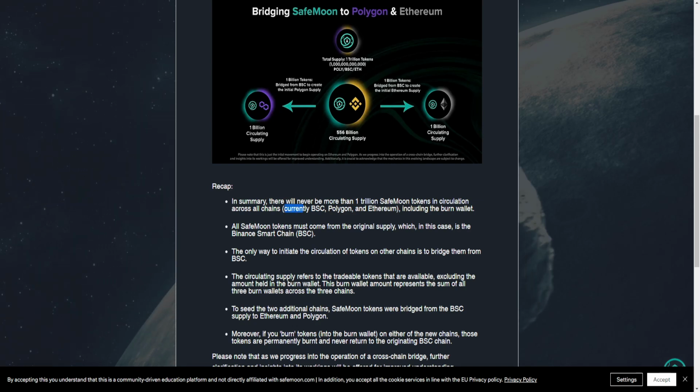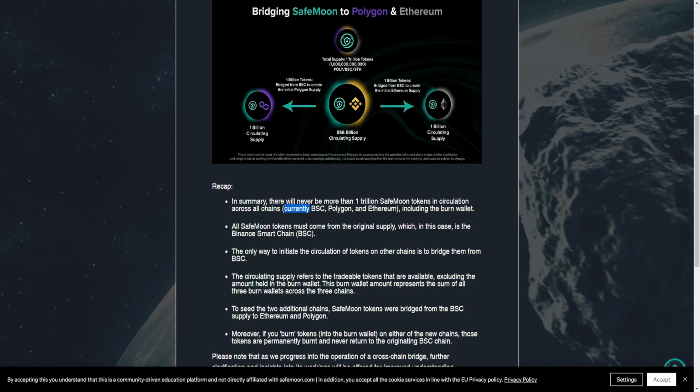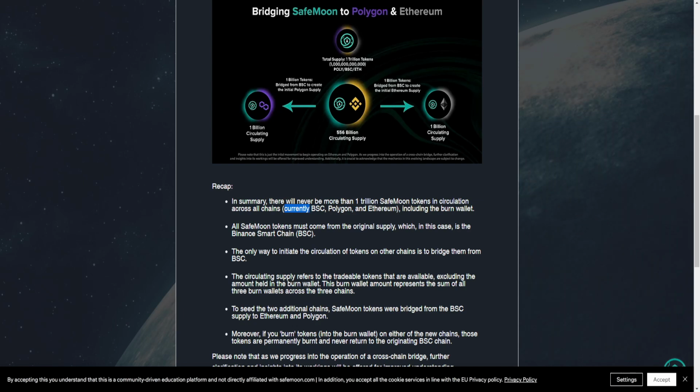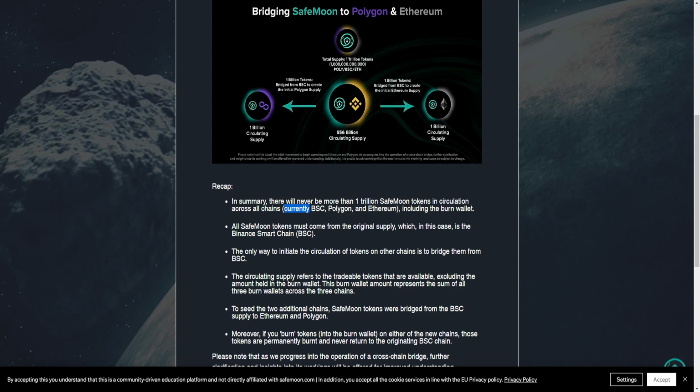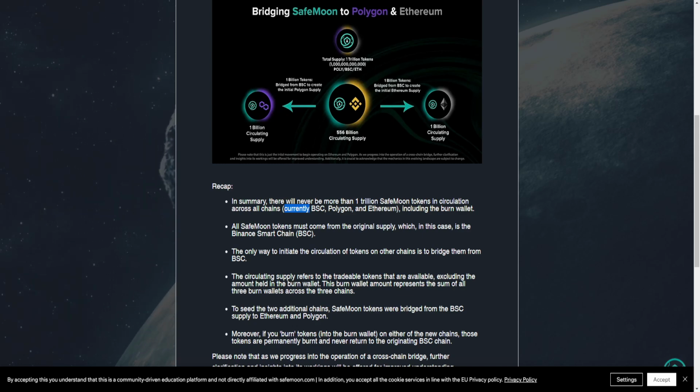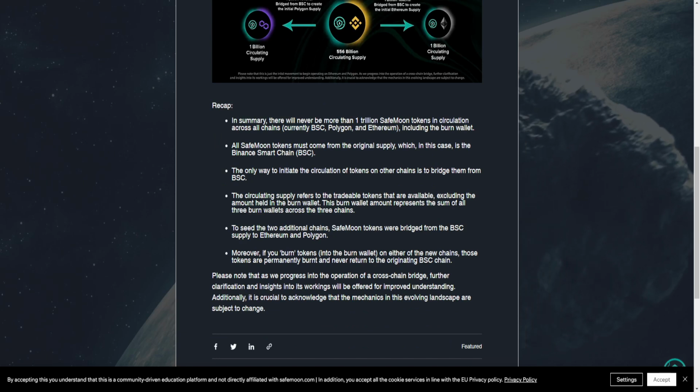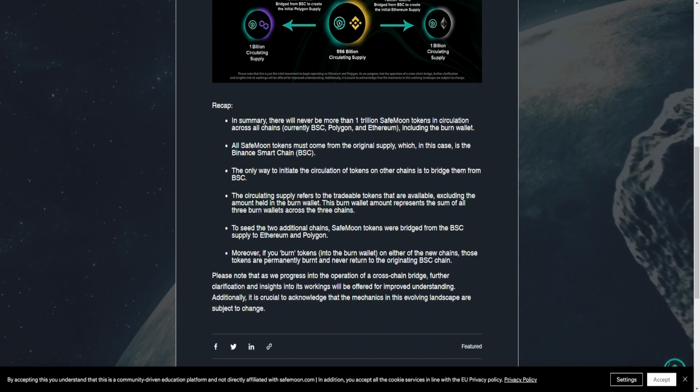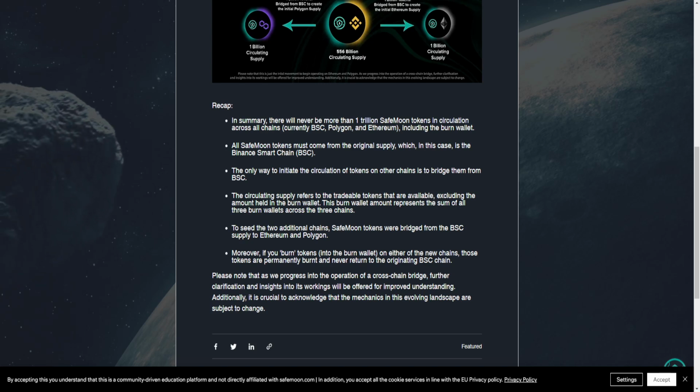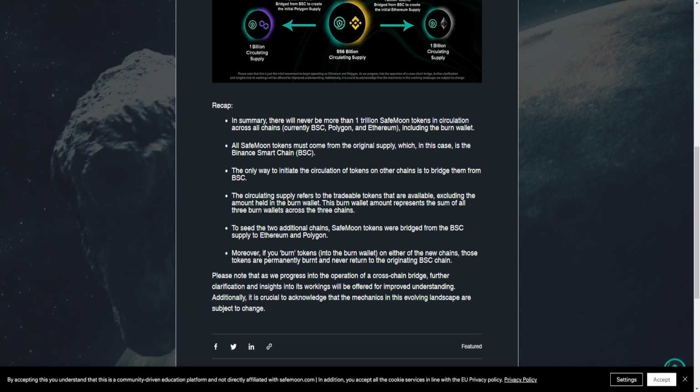Notice that they say here currently, meaning that there is a strong indicator we will see additional chains moving forward in the future, of which I've mentioned this before. I'll say it again. I would love them to add this to Avalanche, AVAX. All SafeMoon tokens must come from the original supply, which in this case is the Binance Smart Chain. The only way to initiate the circulation of tokens on other chains is to bridge them from Binance Smart Chain.